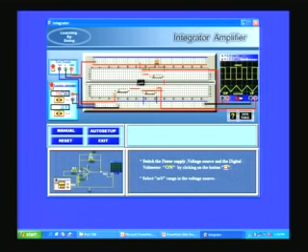Now if I increase the frequency to 1 kilohertz, you can see the corresponding input output waveform. So you can see a simple square wave at 1 kilohertz becomes a triangular wave at half the amplitude. So this is a demonstration, or simulation, of the integrating circuit.